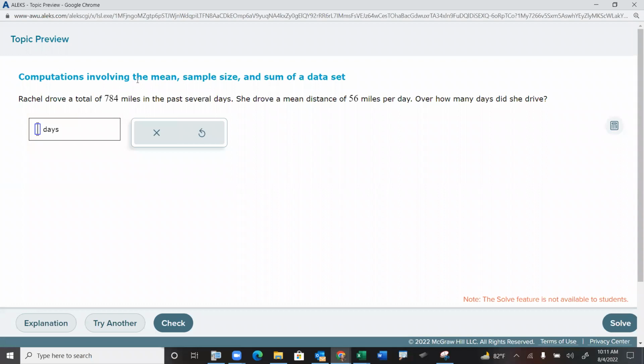Okay, on this one, computations involving the mean, sample size, and sum of a data set. It's not exactly how I would have described this type of a problem, but it still suffices. So it says Rachel drove a total 784 miles over a few days. She drove a mean distance, an average distance of 56 miles per day. So, one day maybe she drove 55, another day maybe she drove 57, and so on. But it averages out to 56.